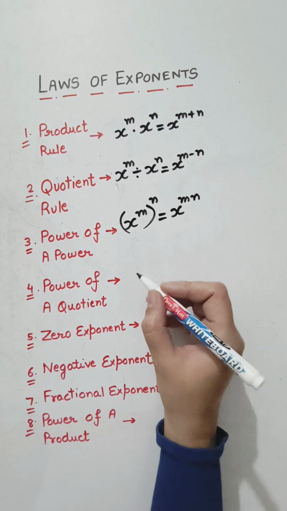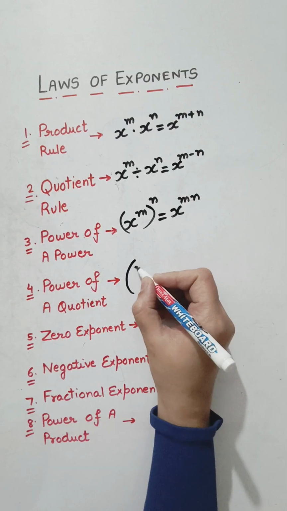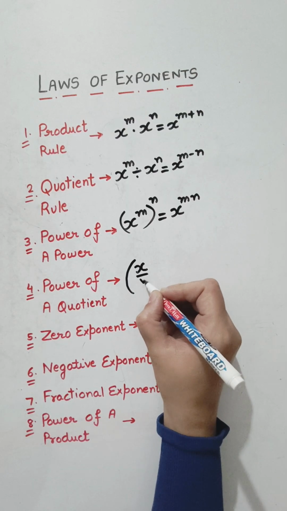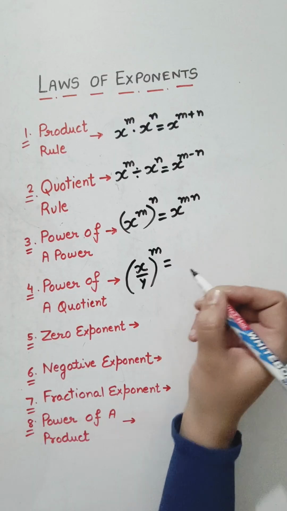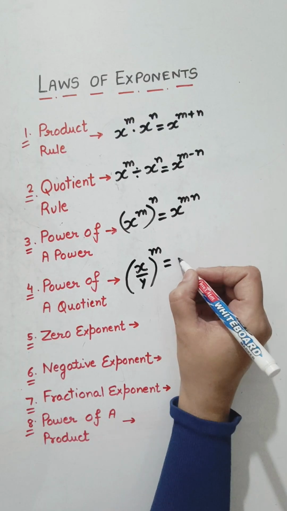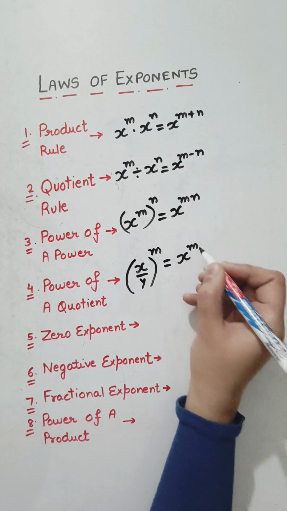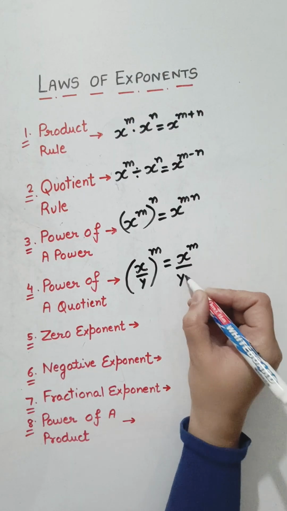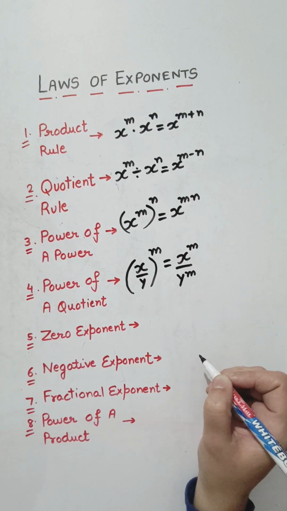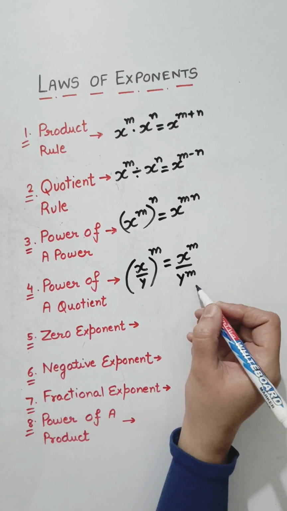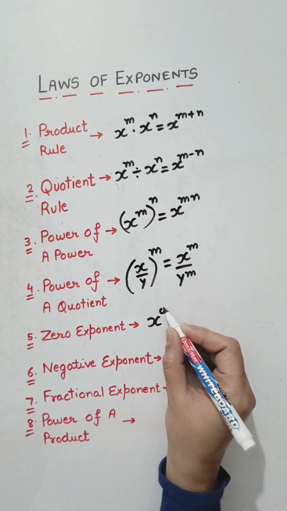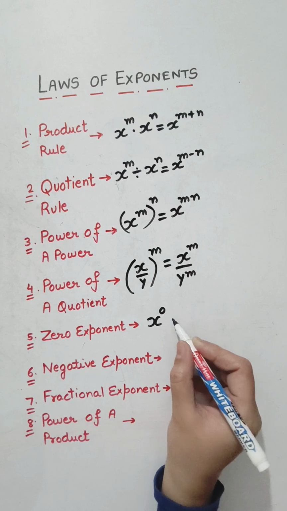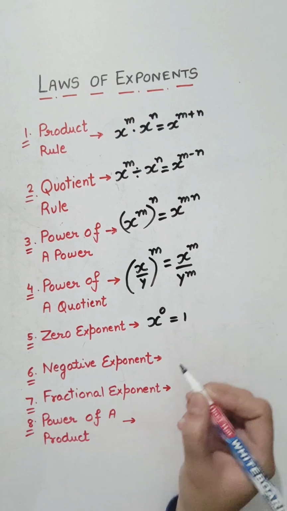Power of a quotient, that means bases are different but the power is common. So you can expand this by keeping the power separately on each part. Okay, x raised to power m, y raised to power m. Zero exponent is self-explanatory. Anything raised to power 0 is always 1.